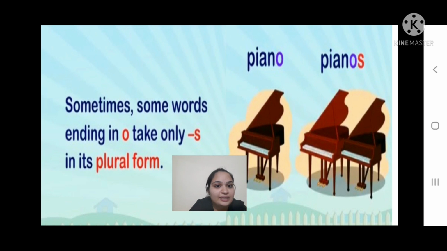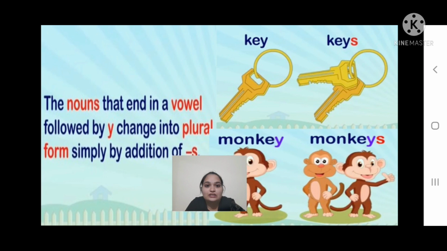There is one exception for the words ending with o. I said in the first rule, whenever the word ends with o, you have to add es. But there are some words which end with o, but they only take s to make the plural form, not es. For example, piano becomes pianos by adding only s to it.